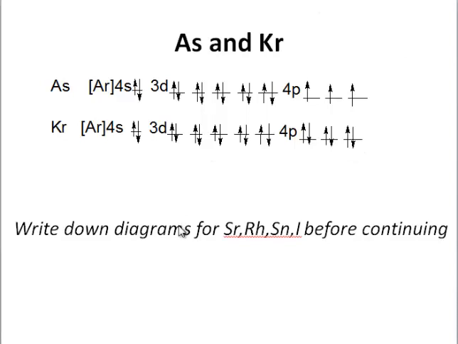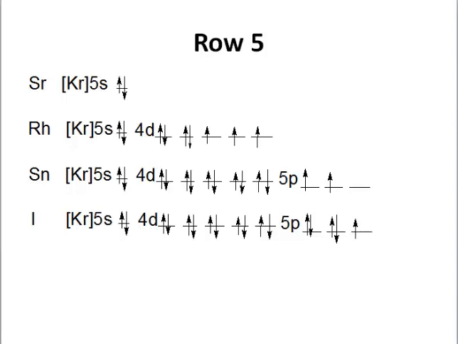Alright, what I have done next is selected 4 elements from row 5 for which you could attempt orbital diagrams before we continue. In row 5, naturally, the core abbreviation is for krypton, and strontium has 2 5s electrons. You could have predicted that from its position on the periodic table. Rhodium has 2 5s and 7 d electrons from counting on the periodic table.